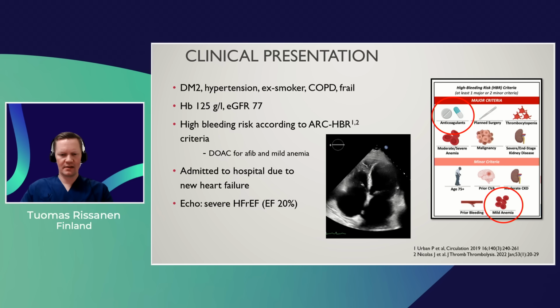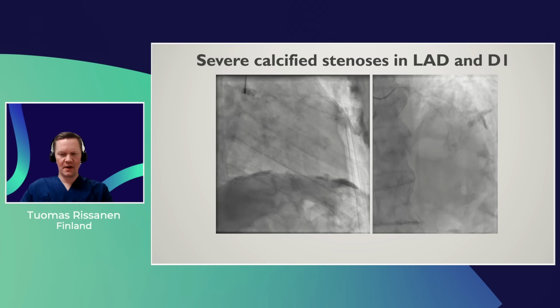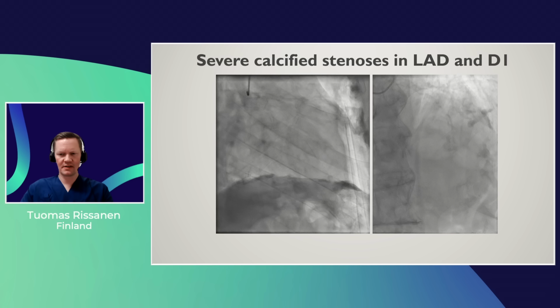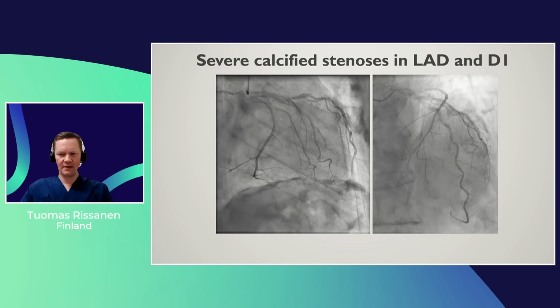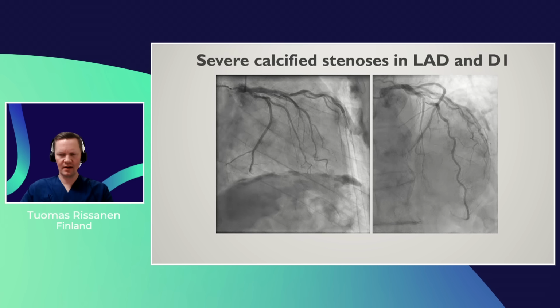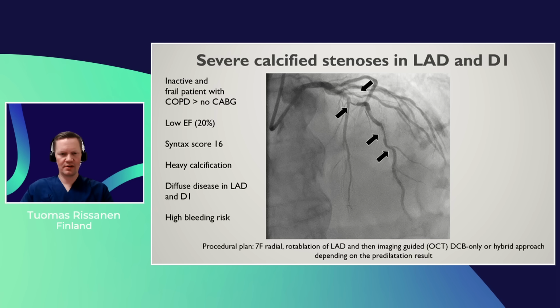Echo demonstrated a severely decreased left ventricular ejection fraction. This patient, of course, had a diagnostic coronary angiogram, and it showed very calcified, diffusely diseased, and eccentric lesions in the LAD. There were no other significant lesions in the left system. The right system was also diseased, and we opted to treat it in a staged procedure. The considerations for this patient are that this is an inactive, frail patient with COPD, so the decision was to go forward with PCI and no CABG.